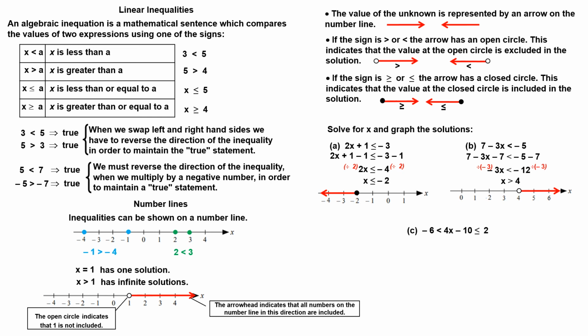Add 10 to all 3 parts of the inequality. Divide all 3 parts by 4. X is all numbers between 1 and 3. 1 is excluded and 3 is included.